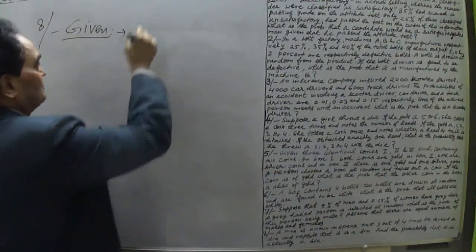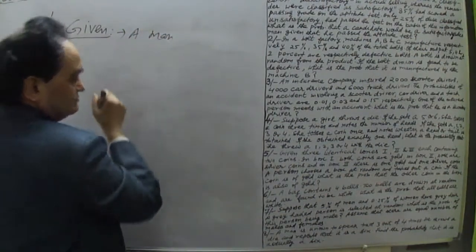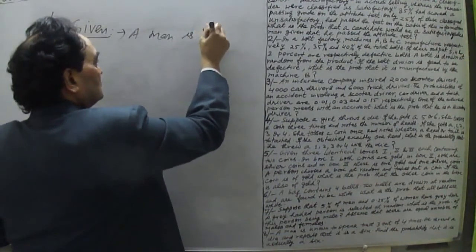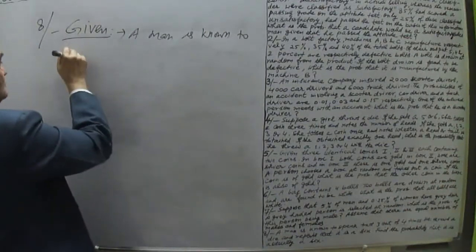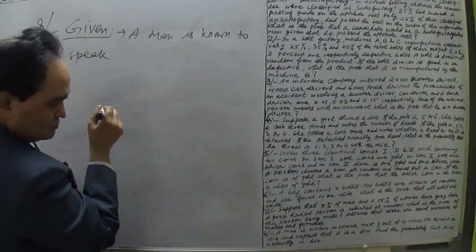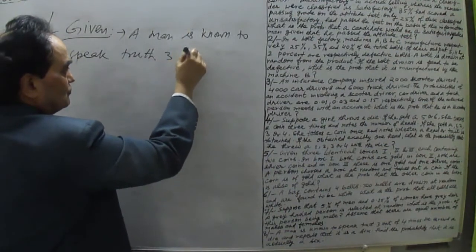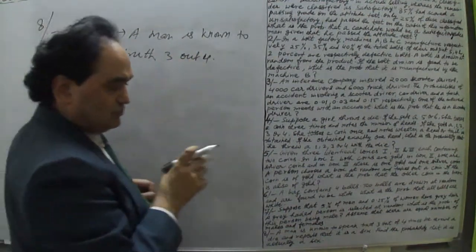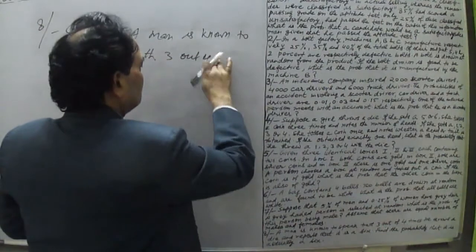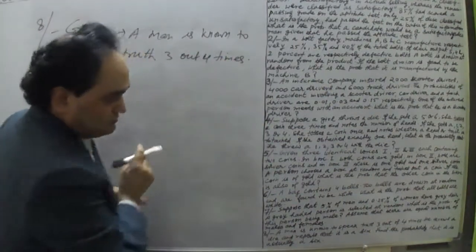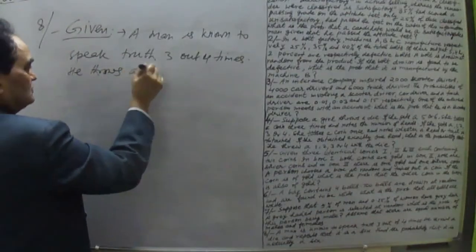Let us take what the probability is here. What is given to us? It says a man is known, a very interesting question, to speak truth 3 out of 4 times. 3 upon 4 is his truth-speaking probability. Now he throws a die.